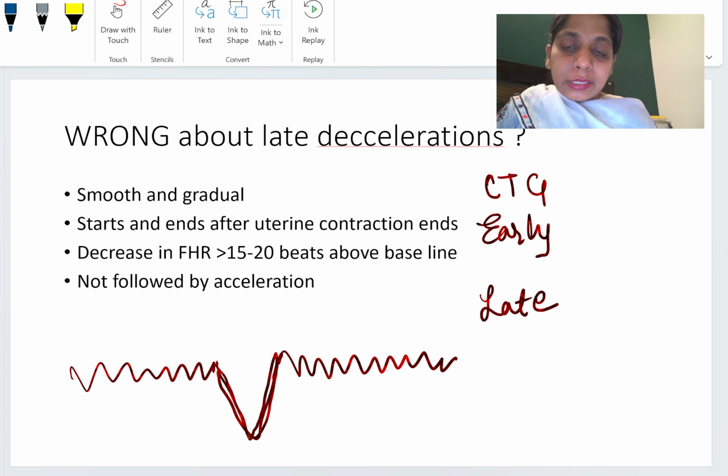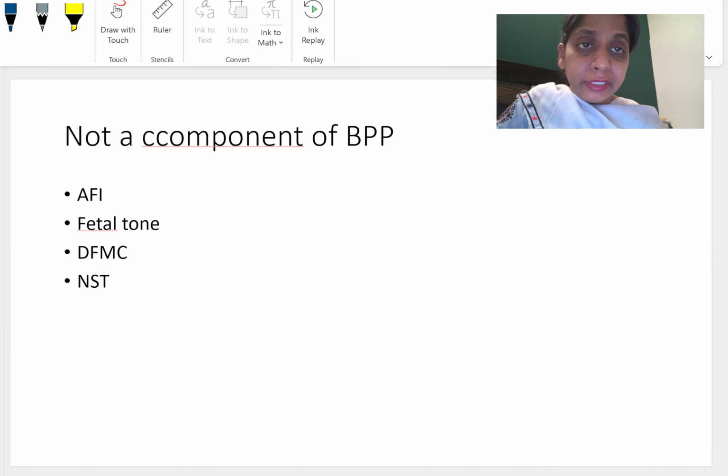So in uteroplacental insufficiency, the beat to beat variability is lost. Okay, and it is not followed by acceleration. Yes, acceleration is in the condition of a good fetus, good fetal condition. So late decelerations are not good fetal condition, they are conditions of uteroplacental insufficiency. Let's go to the next question.